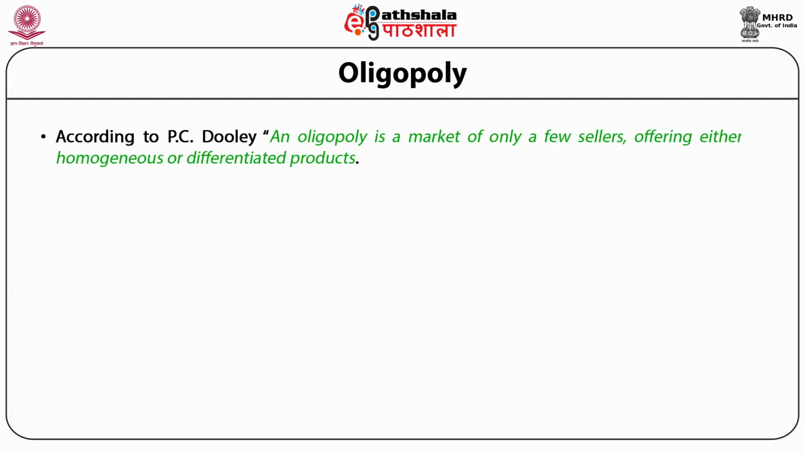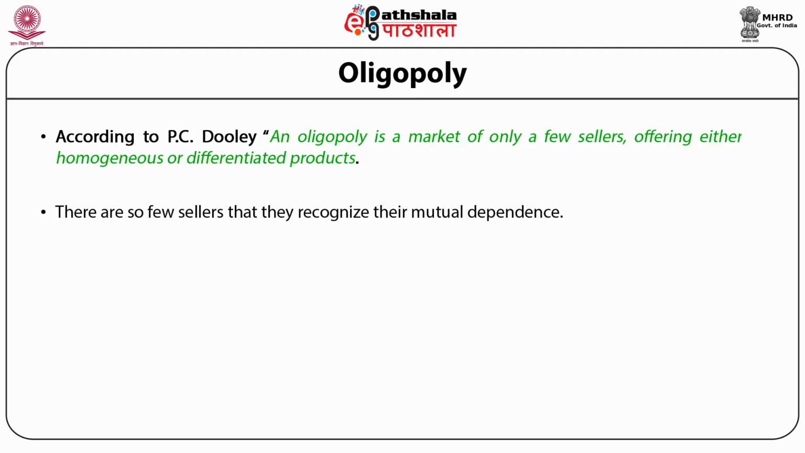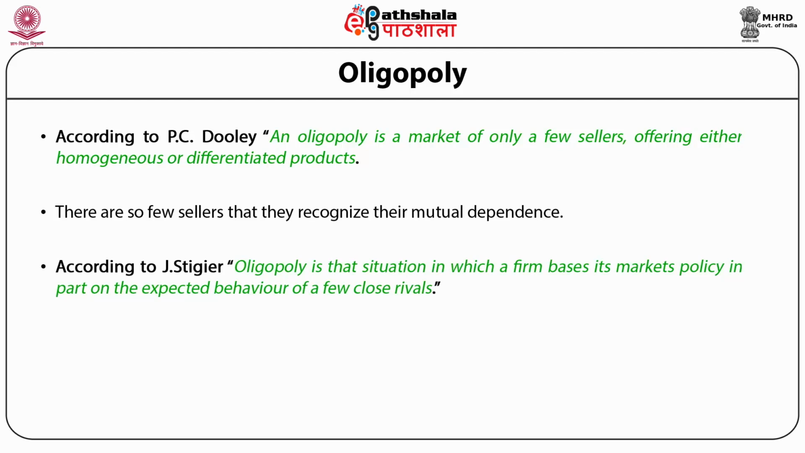According to P.C. Dooley, an oligopoly is a market of only a few sellers offering either homogeneous or differentiated products. There are so few sellers that they recognize their mutual dependence. According to J. Stigler, oligopoly is that situation in which a firm bases its market policy in part on the expected behavior of a few close rivals.